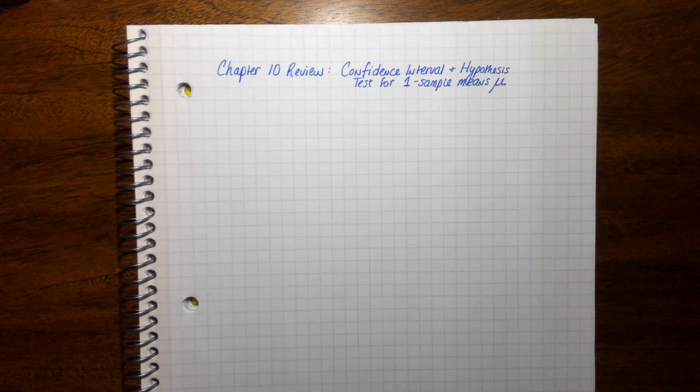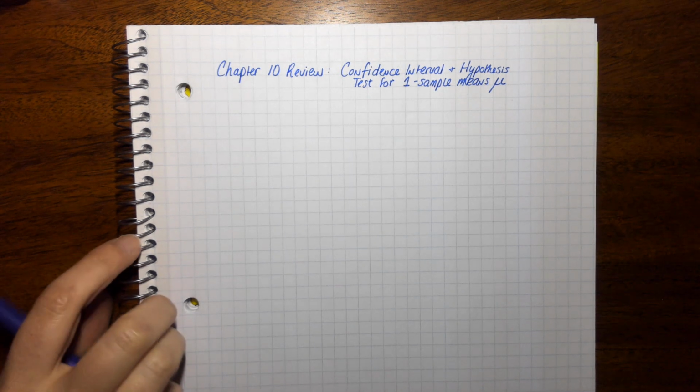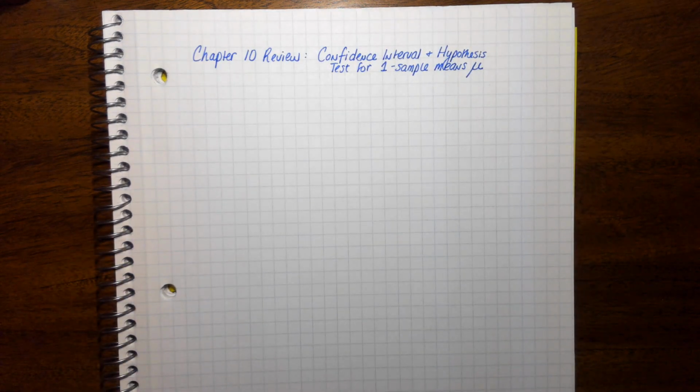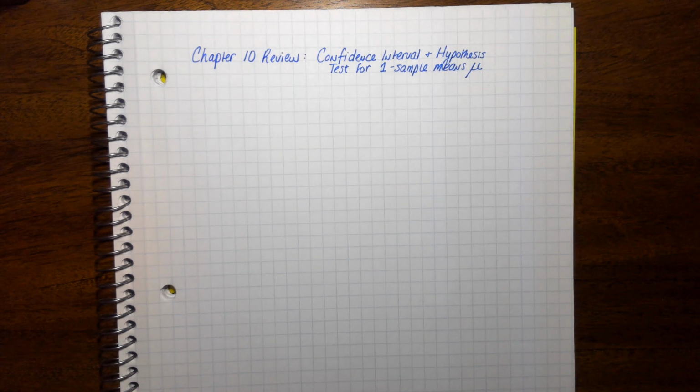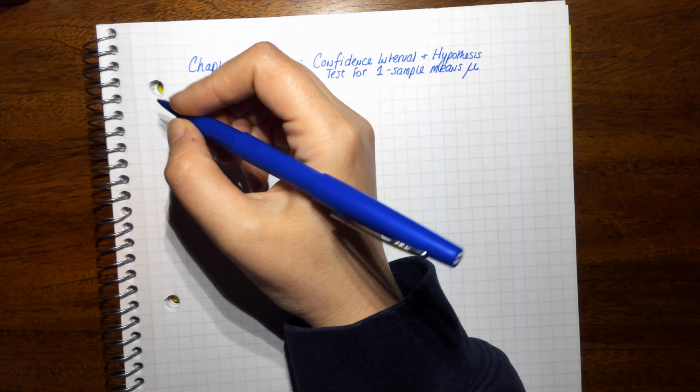Here comes your chapter 10 review: confidence interval and hypothesis test for one sample means. Just to let you know that I know you saw some language in AP Classroom, matched pairs and 2 sample will be coming in chapter 11. Okay, so the first thing I want to do is talk about some old stuff that you may have forgotten.